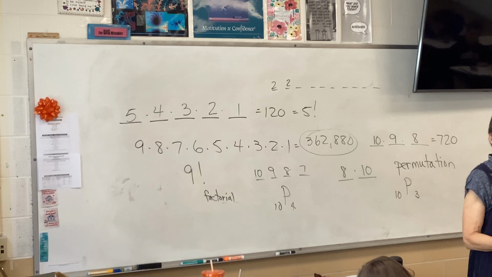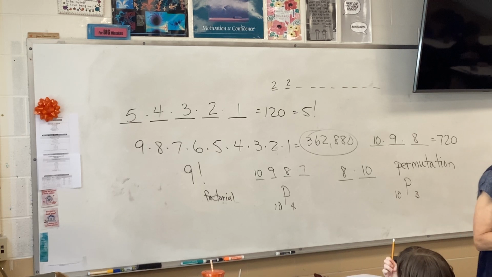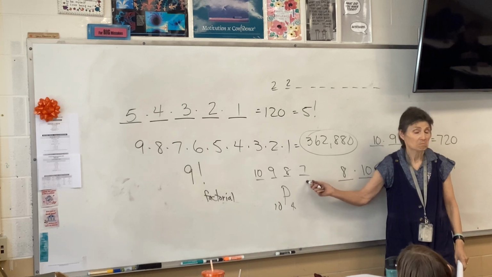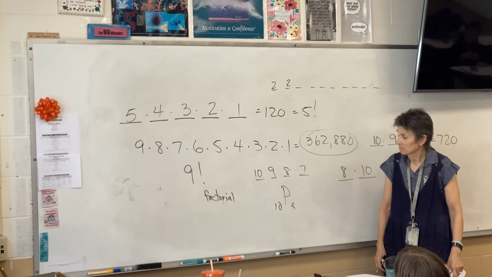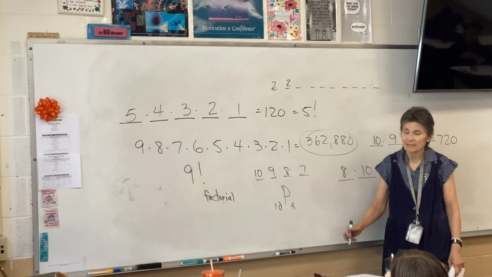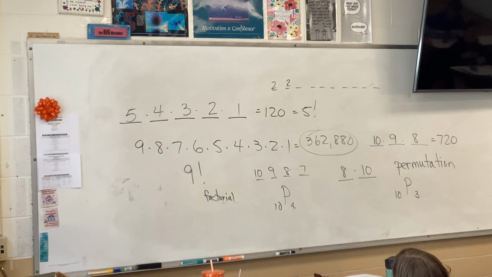I don't know what that is, help me out. 5,040? That number right there is 5,040. It's interesting, because 7 factorial is 5,040, so it equals 7 factorial.